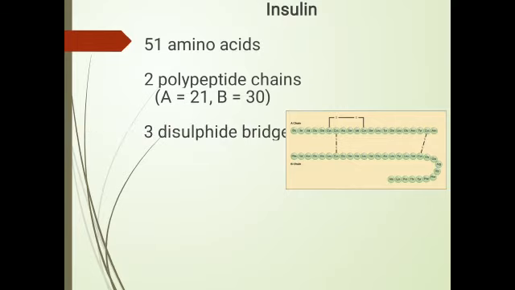You can see in the picture there exist 3 disulfide bridges in the insulin molecule. One intra-chain disulfide bridge that exists in the A chain and 2 interchain disulfide bridges that exist between the A chain and the B chain.